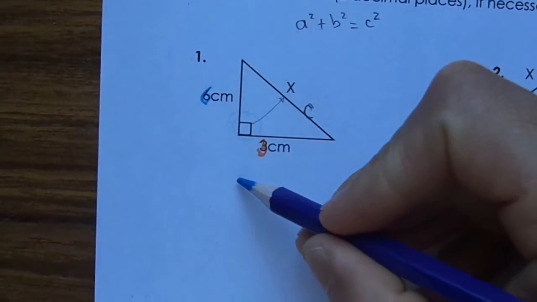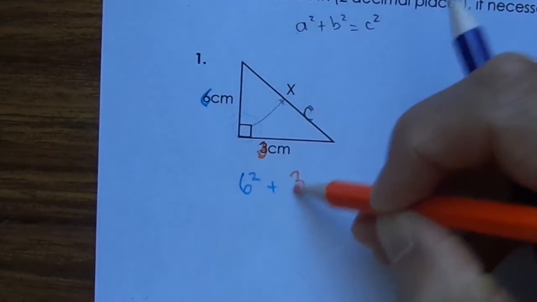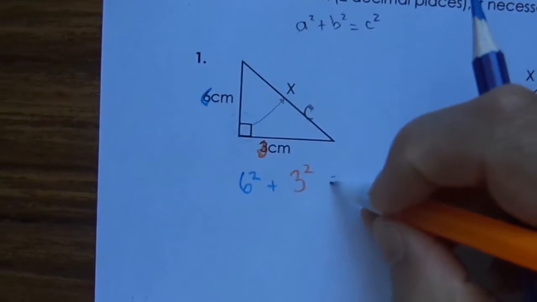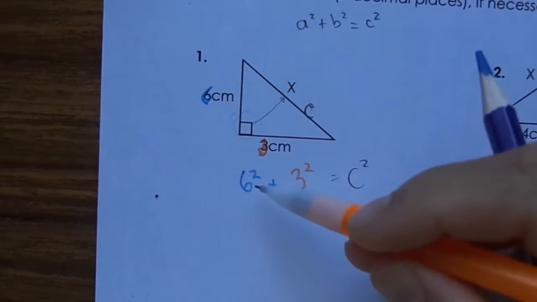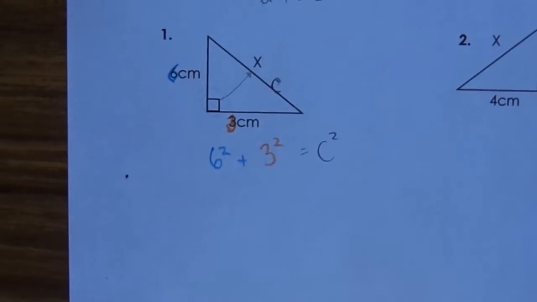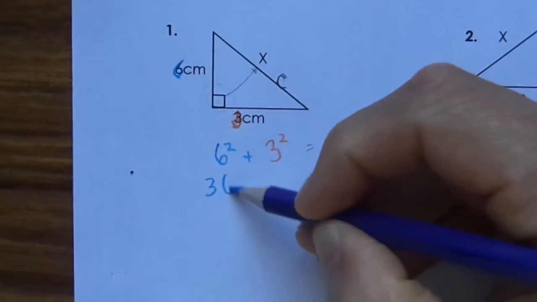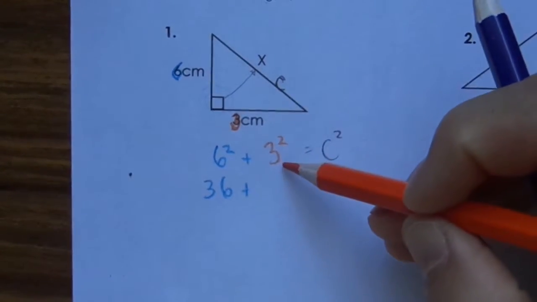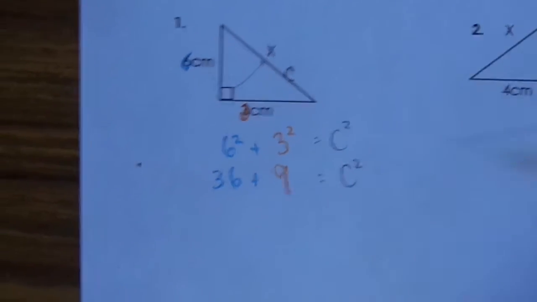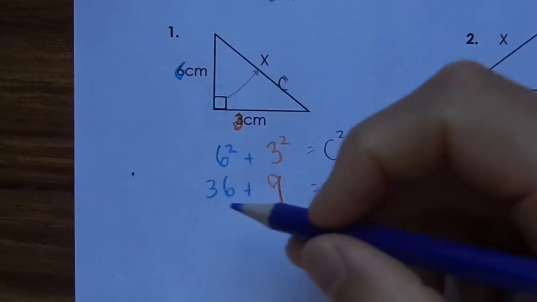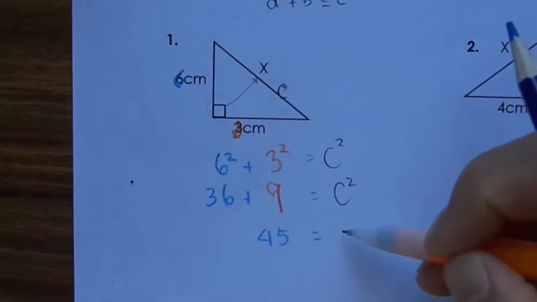Now, like I said, it doesn't matter if I put 6 squared plus 3 squared equals c squared versus 3 squared plus 6 squared equals c squared. These two are interchangeable. So now doing the math, 6 squared is the same as saying 6 times 6, which gives me 36. 3 squared is the same as saying 3 times 3, which would give me 9, equals c squared. Now, combining those two together, 36 plus 9 would give me 45, equals c squared.